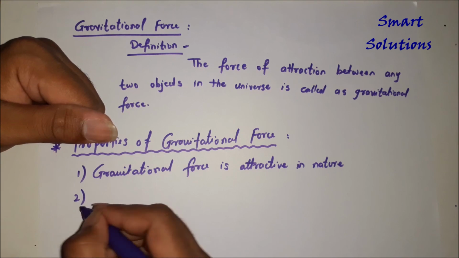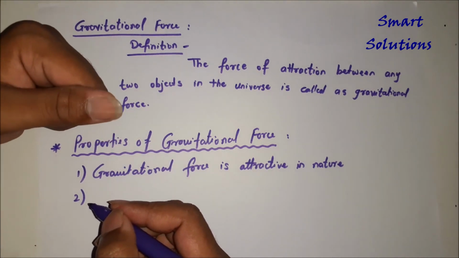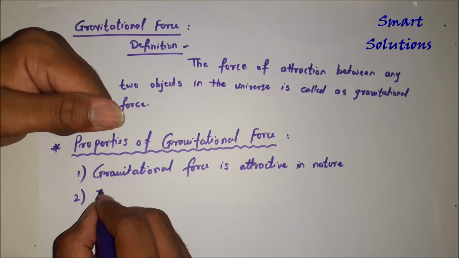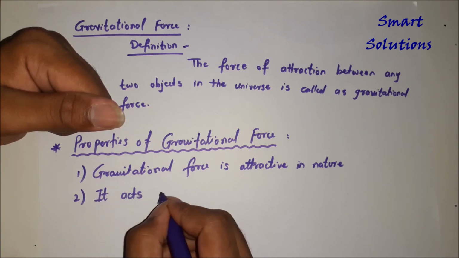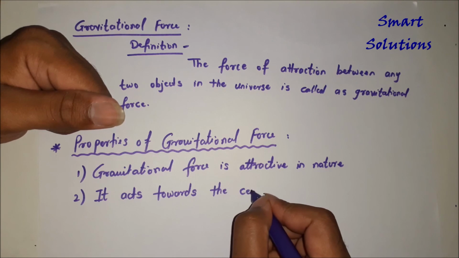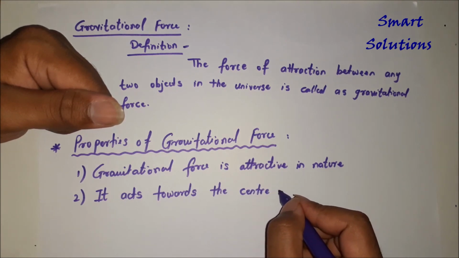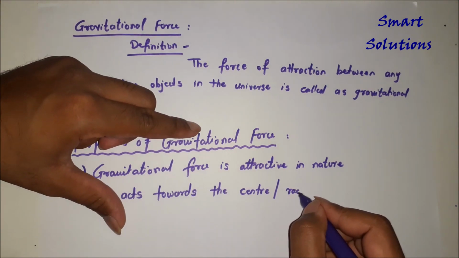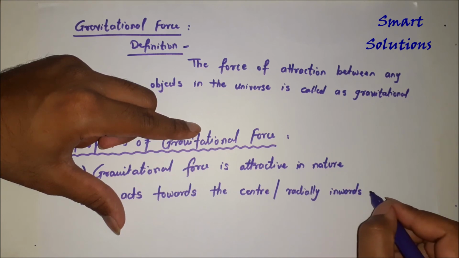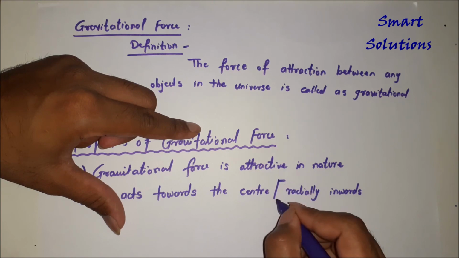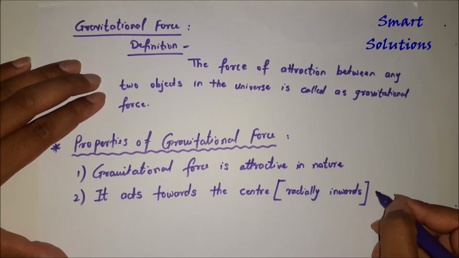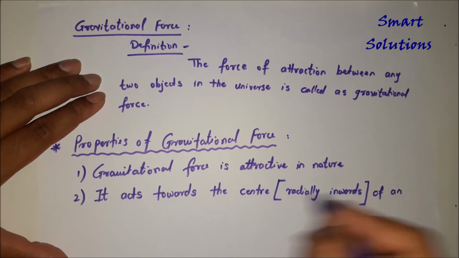And what is the second important property? As we have seen in all the cases, it acts towards the center, or you can say radially inwards. Let us put this down in brackets. It acts towards the center or radially inwards, towards the center of an object.